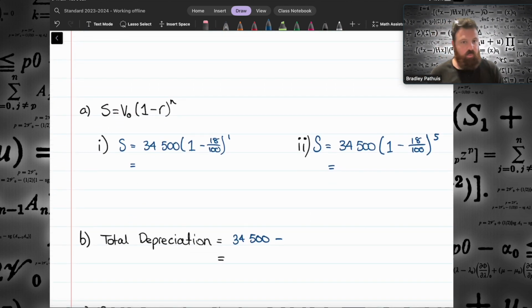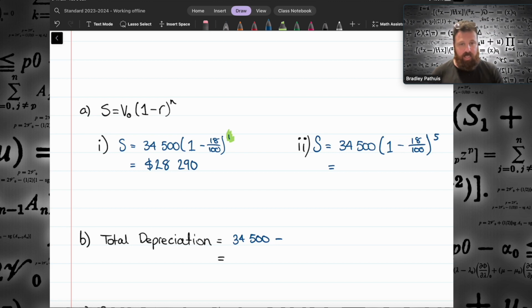So here you can see I've already got those values plugged into our formula. So for part 1, where it's 1 year, all we've done is we've made our n equal 1 for one time period, 34,500 outside that, plug and play on our calculator, and we get $28,290. So we can see it's lost a little bit of value there. It's because it's one period, it's lost exactly 18% of its value.